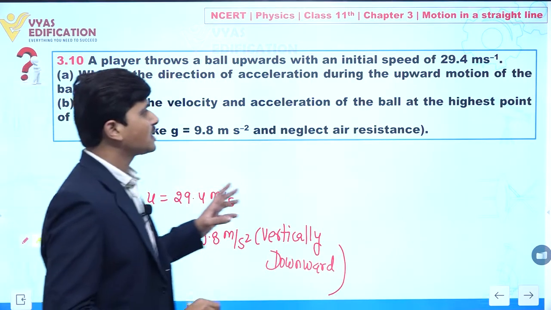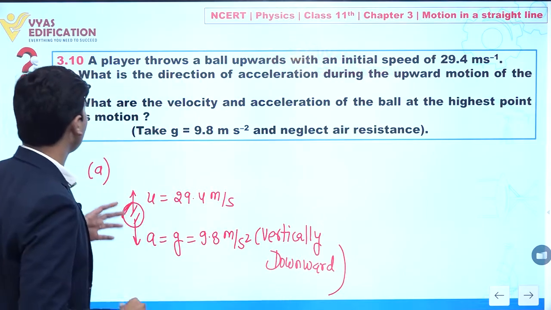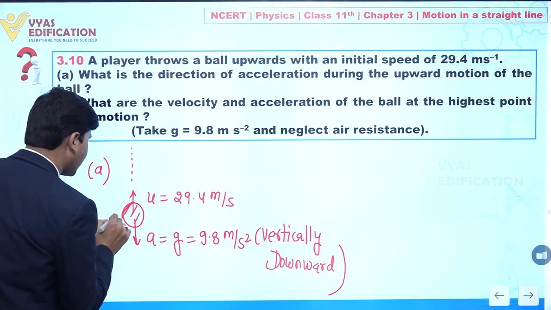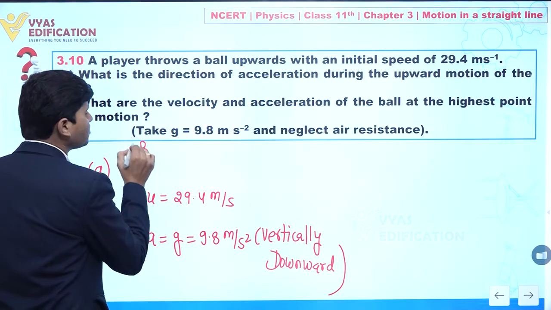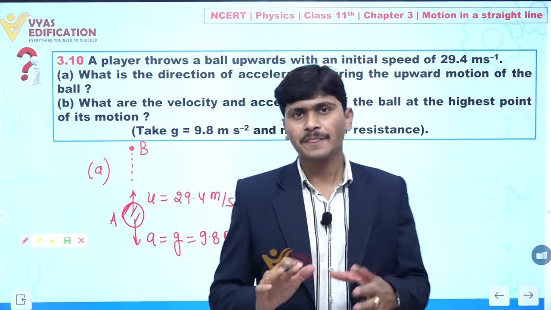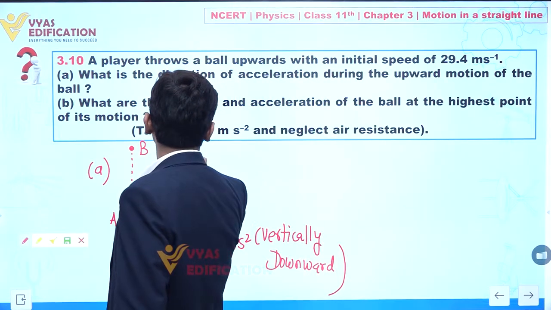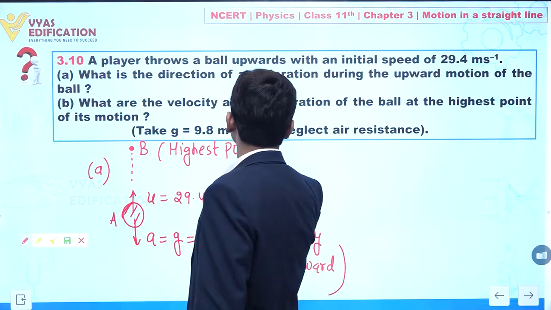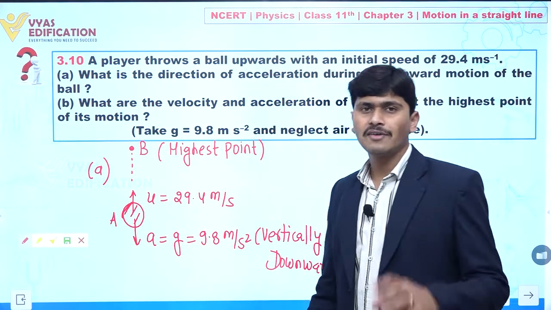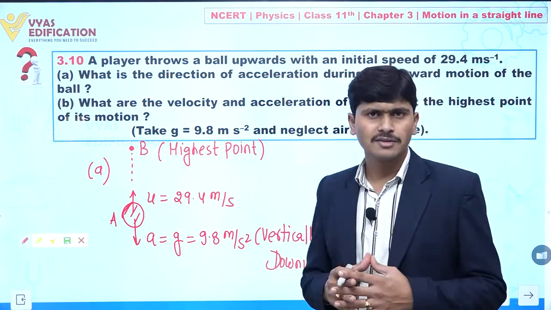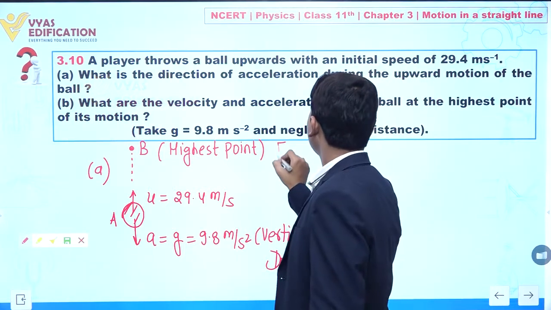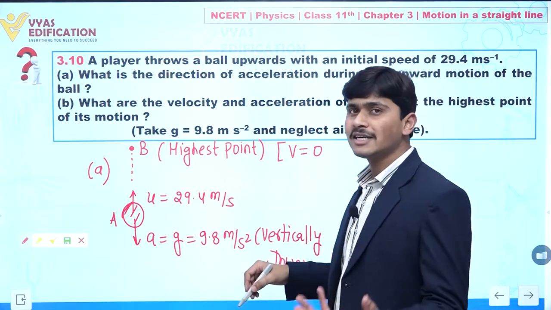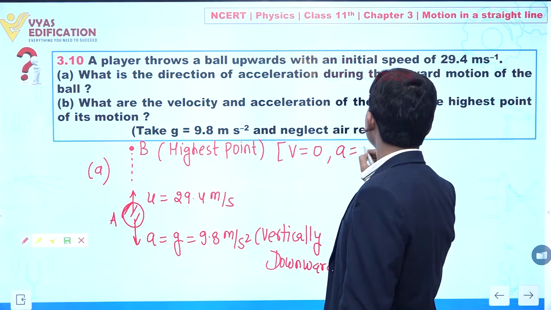What are the velocity and acceleration of a ball at the highest point of its motion? Let's suppose this ball is going from point A to point B, and at point B we have the highest point. Highest point means we will find velocity equal to 0, and what about the acceleration? Acceleration remains the same, equal to minus g.